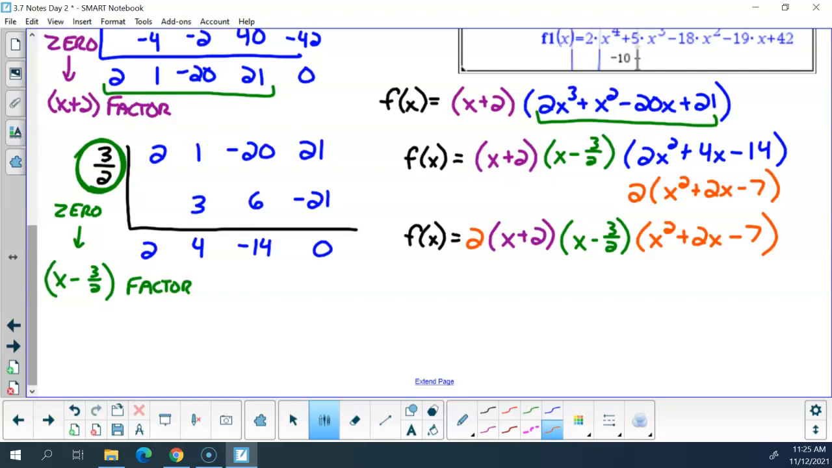Because you don't have to guess and check anymore. This is just a long problem. Yeah. Because 2 always goes up. Numbers always go up front. Yeah.